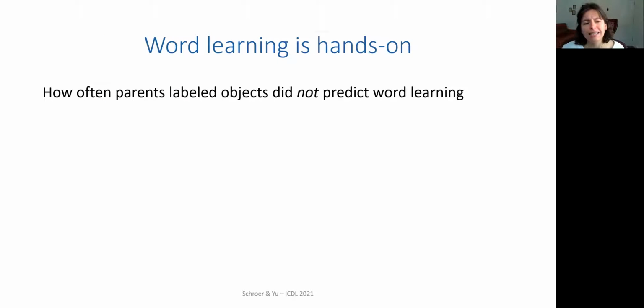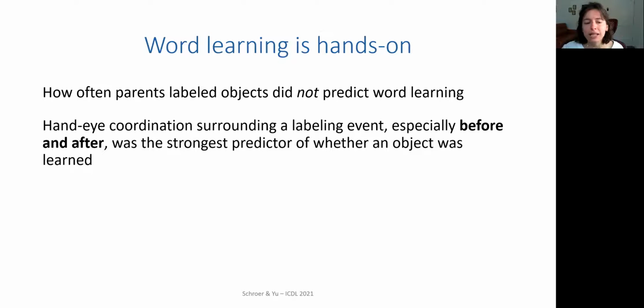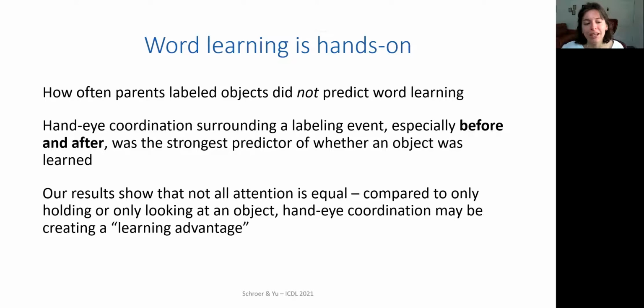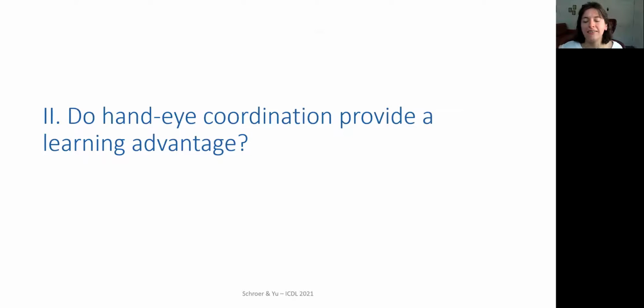And what we saw is that how often parents labeled objects did not predict word learning. Instead, it was the infant's attention surrounding these labeling moments. In particular, hand-eye coordination surrounding the labeling event, specifically before and after, was the strongest predictor of whether an object name was learned. And so our results show that not all infant attention is equal. So compared to only holding or only looking at an object, hand-eye coordination may be creating this learning advantage. And so that was our second set of analyses, trying to understand what this learning advantage might be.